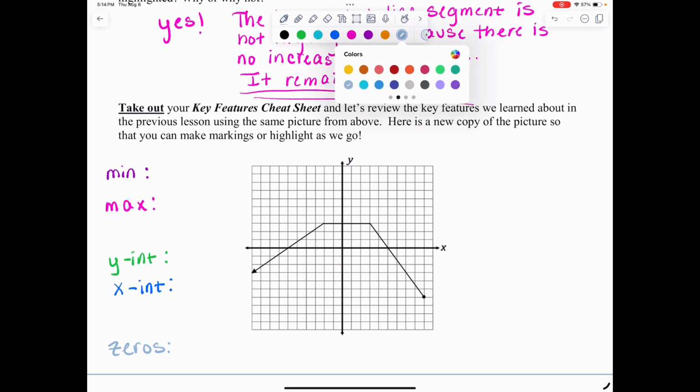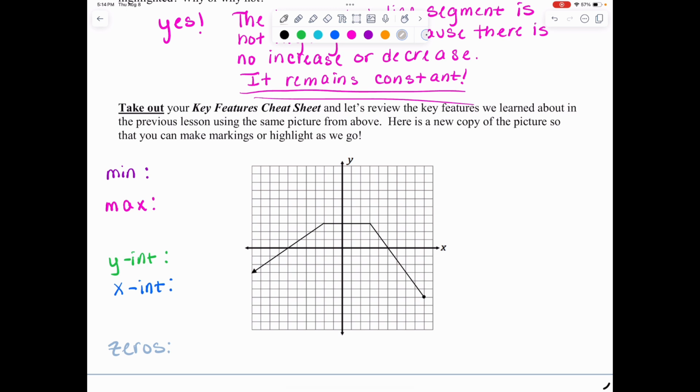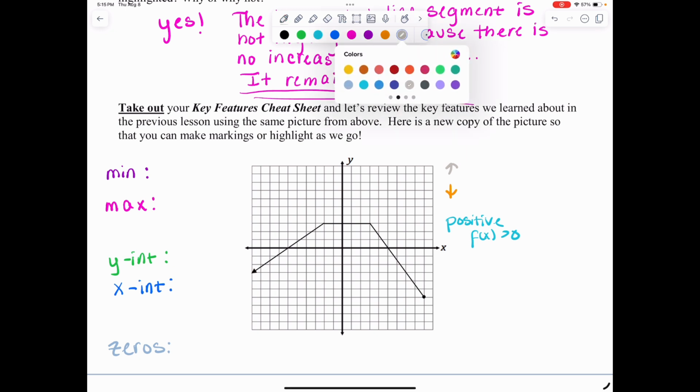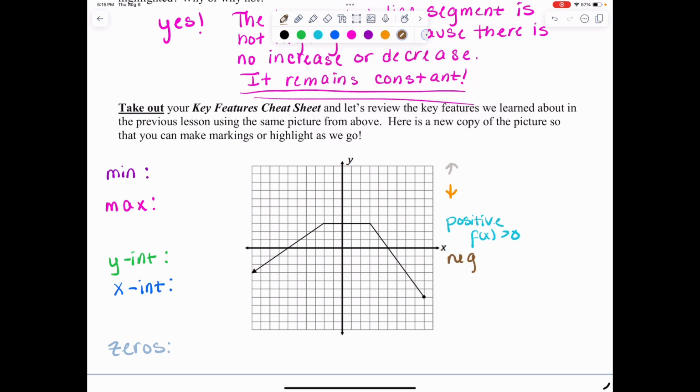Then on the other side, I want to know where is it increasing and decreasing, which you're just going to be able to copy from above, right? So where is it increasing? Where is it decreasing? And then I want to know where is it positive, which means f of x is greater than 0. And I'd also like to know where it is negative, which is when f of x is less than 0.